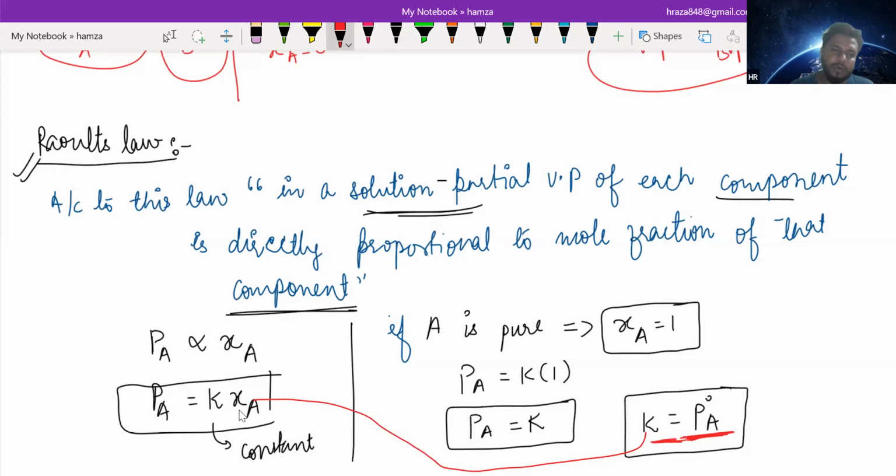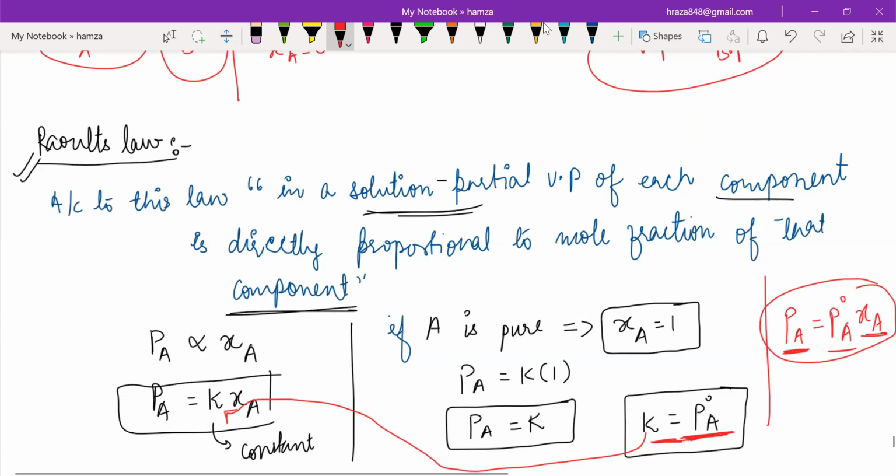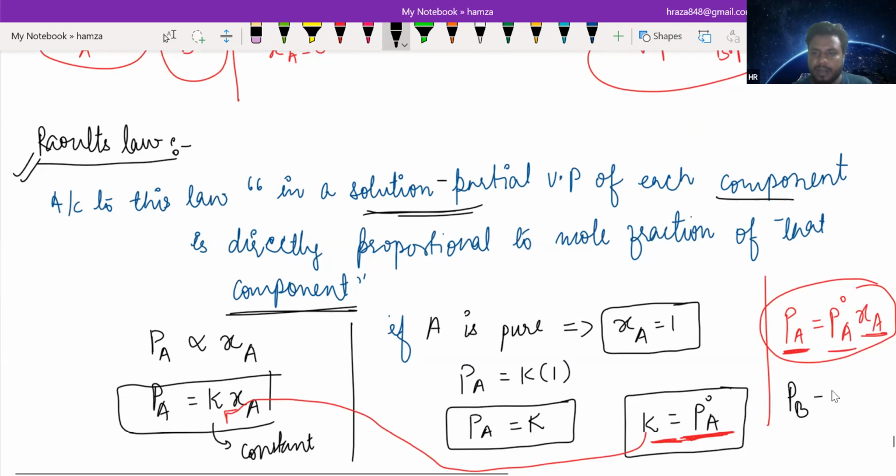I'm going to put the value here in place of K, and we will get the final formula: PA is equal to P naught A zeta A. There will be no question on the derivation of this formula, it was just for the concepts and how we got the value of P naught A. What you need to learn is that the partial pressure of A will be equal to the pure pressure of A into the mole fraction of A. Is that clear, Hamza? Yes, sir. Now I can also write in the same way, PB, the partial pressure of B, is equal to P naught B, the pure pressure of B, into the mole fraction of B.